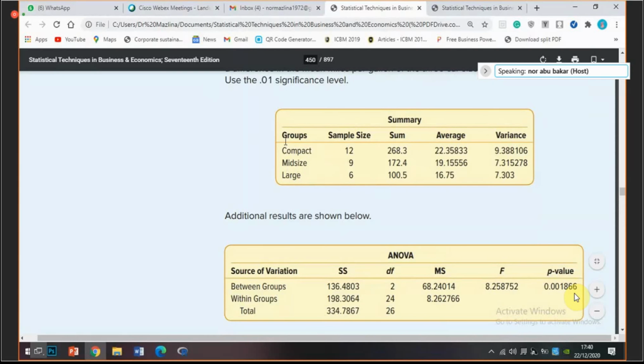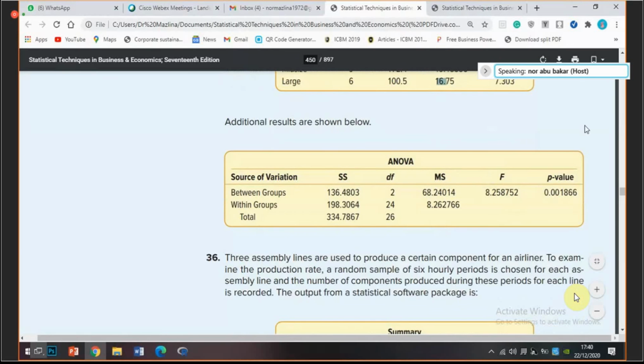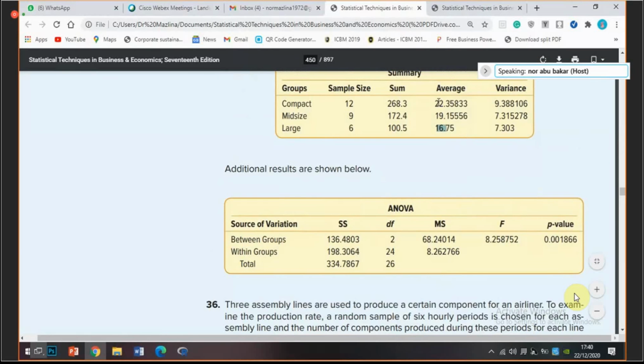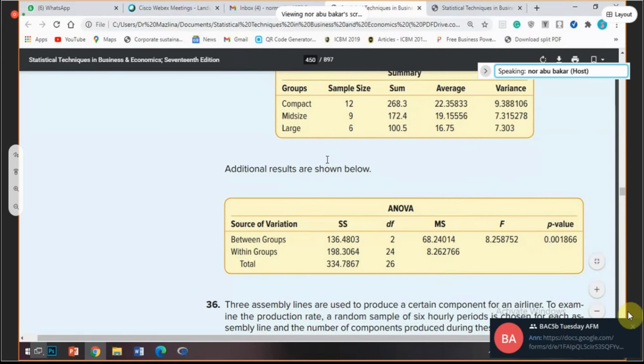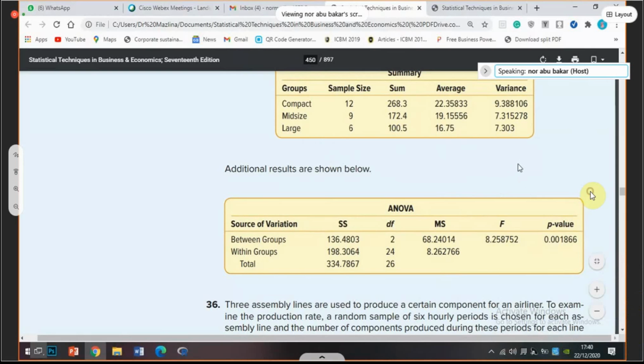Jadi balik semula kepada summary ataupun descriptive statistics kat sini. Awak nampak kan? Average untuk compact 22.3 dengan variance 9. Agak besar ni variance dia kan? Mid size pula 19, yang ni 16. Jadi you know agak ketara, ada perbezaan. Cuma sekarang ni awak buat ANOVA test to confirm your belief, to confirm your suspicion that among the 3 sizes of cars, there is a difference in the miles per gallon.